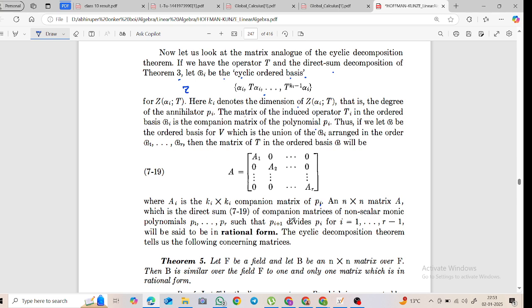This form will be said to be the rational form, where Pi plus 1 divides Pi. This is called the rational form. The cyclic decomposition theorem tells us the following concerning matrices.